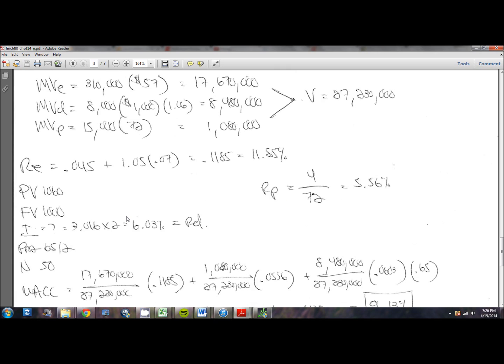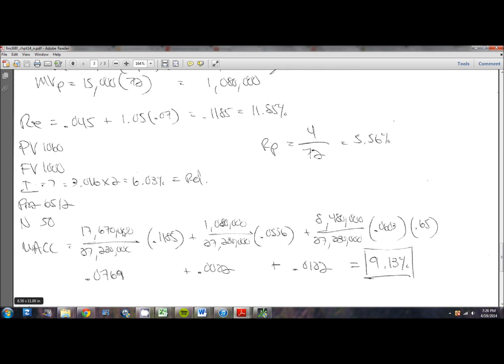Once you have all these numbers, you now have the WACC equation as we laid out in class. You really just pop all these in and knock through this. This is E over V, so there's the E that we found, there's the V that we found, there's R sub E, plus P over V times R sub P, plus D over V times R sub D times 1 minus T, which was also given to you in the problem, where T was 35%. So 1 minus T would obviously be 0.65. When you plug all those in and go through the calculation, you get a weighted average cost of capital of 9.13%. So this is number 15 in chapter 14.